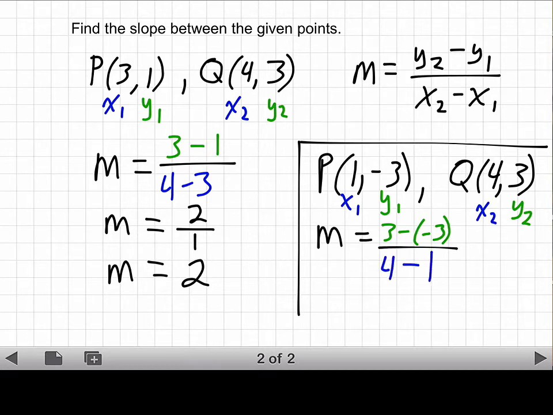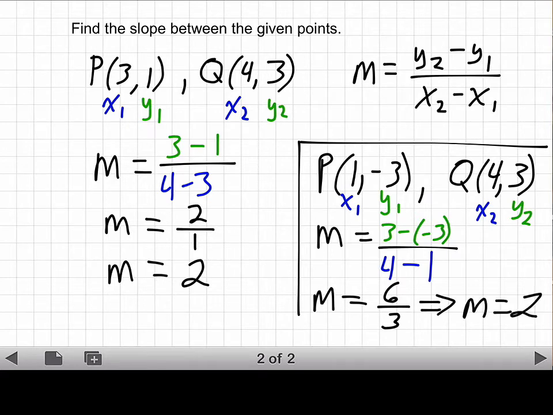Now let's look at that numerator for just a moment. The first minus is built into the formula. The second minus is because the coordinate is negative. That's what I mean when I say mind our negatives. Well, simplifying here gives me that the slope is 6 over 3, which means that the slope is equal to 2. Notice we have the same answer.